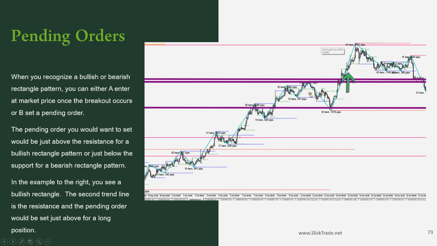In this example, you see a bullish rectangle pattern, okay? The second trend line is the resistance, right there, and the pending order will be set just above for a long. Okay, so right here we have our parallel lines. This is defining the width of that bullish rectangle pattern. It's bullish because we had a bullish trend. Okay, and you would set your pending order just above that resistance line, okay, for a long position.